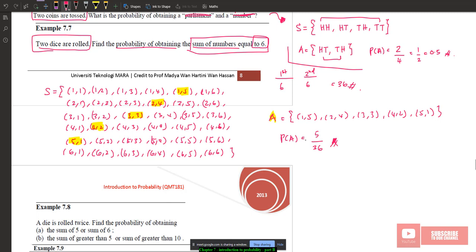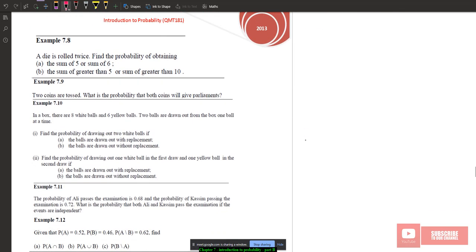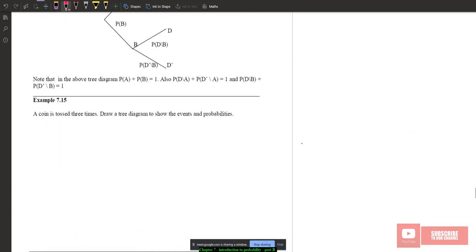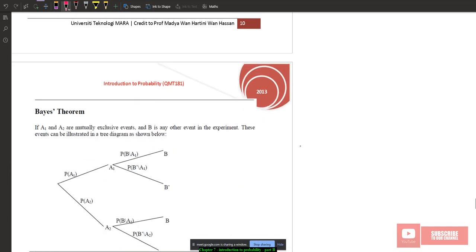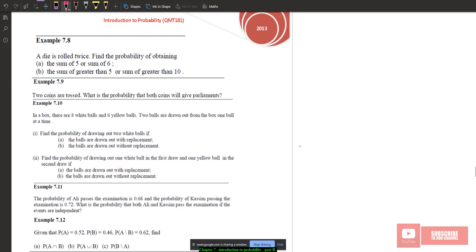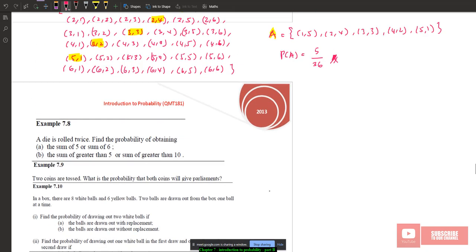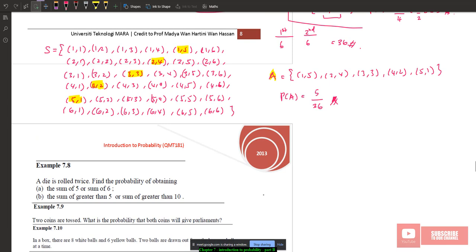Let's look at example number 7.8. We try to do all the examples before we go to tree diagram, and we will stop at tree diagram and reserve the Bayes theorem for the next class. So a die is rolled twice. Find the probability of obtaining the sum of 5 or the sum of 6. Again, I try to copy this one.